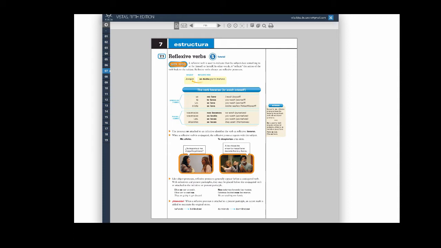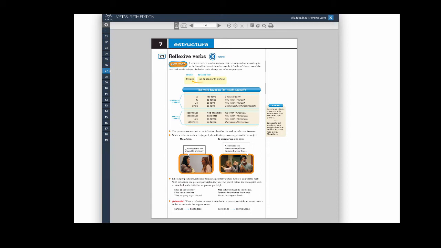Now, these are the pronouns you use when the verb is conjugated, but when the verb is an infinitive, a verb that finishes in AR, IR, or ER, you are going to add the pronoun at the end, and it's going to be a se. So when the verb is conjugated, you will put the pronouns detached and in front of the verb, but when the verb is in an infinitive form, you will attach them to the end.